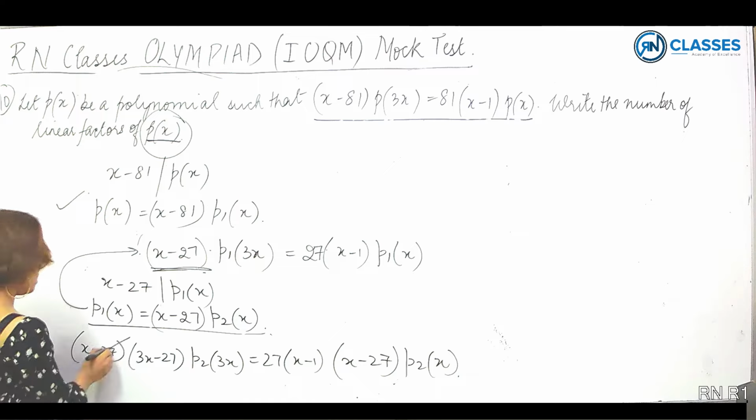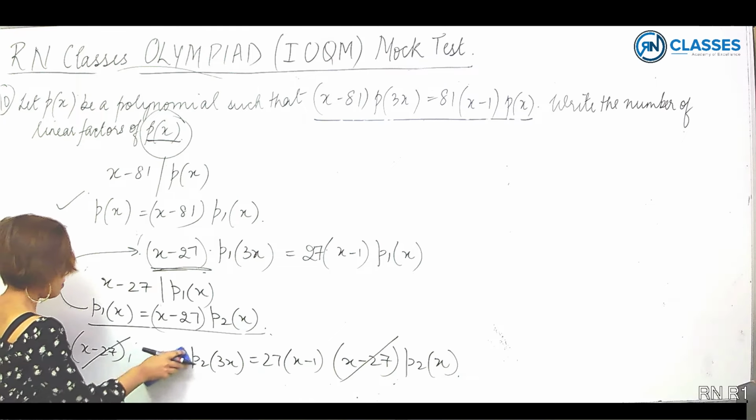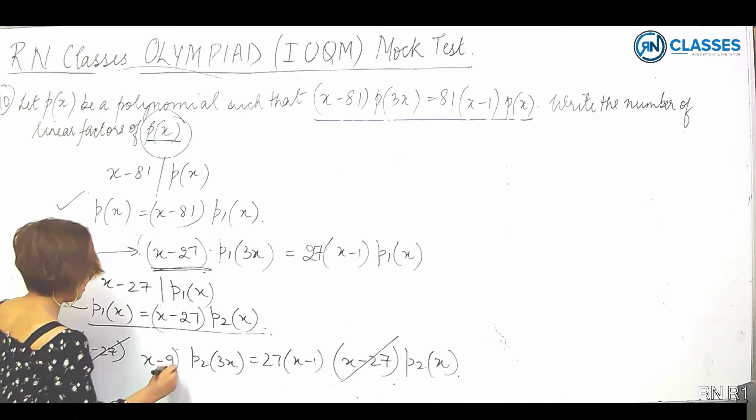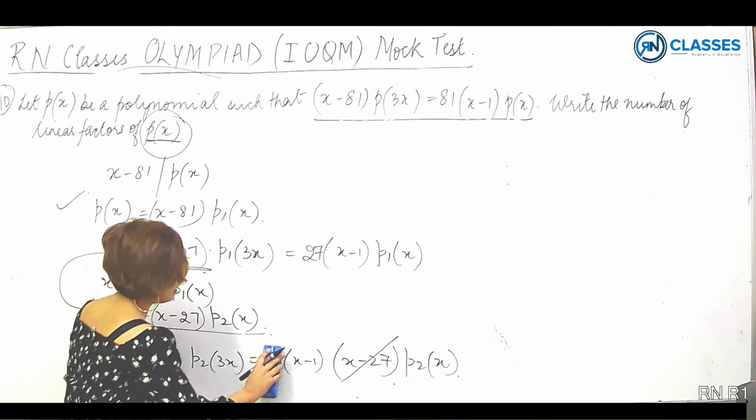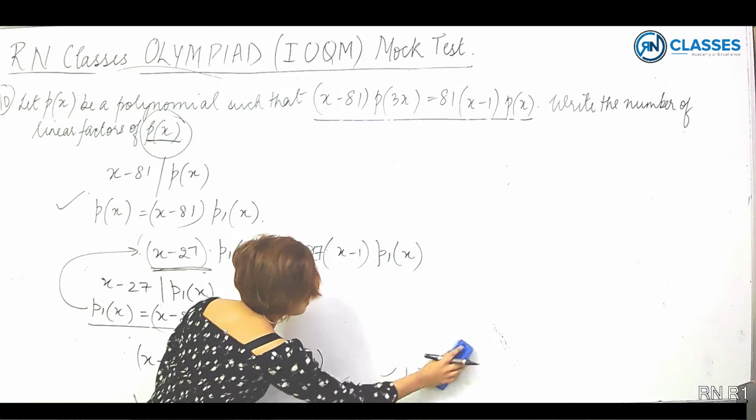Right? So, x minus 27 cancels. 3 I can take common out. So, 3 into x minus 9. I'll cut the factor of 3 here, so I'll get 9 over here. Now, let me erase this.